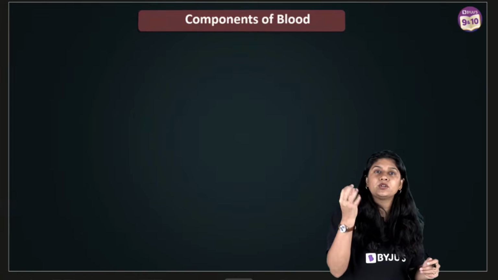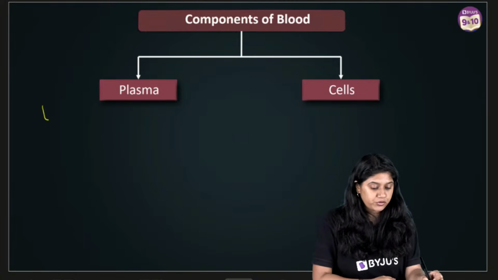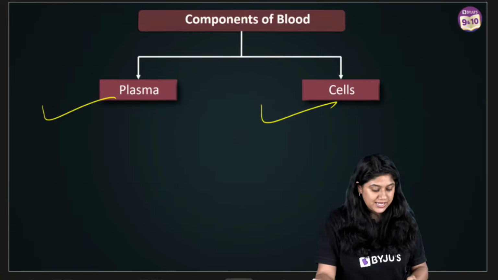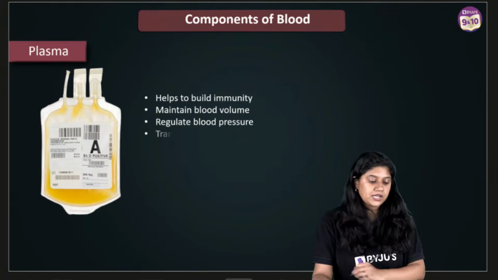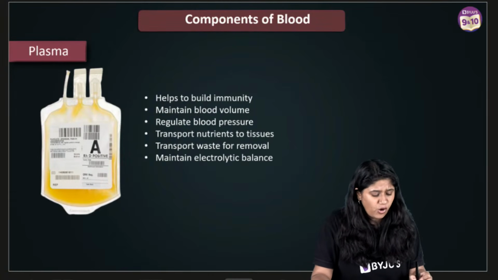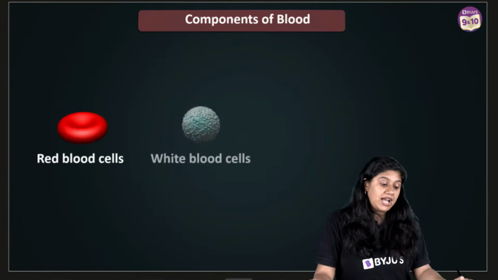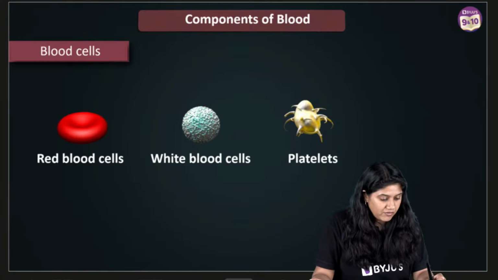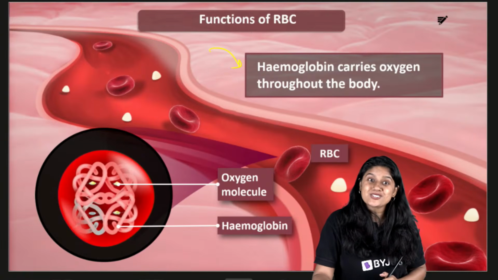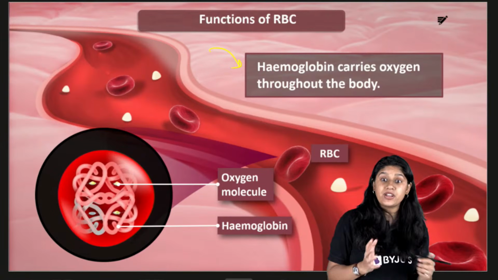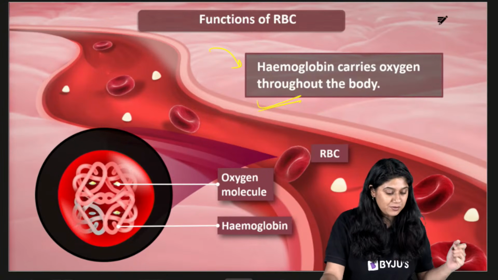Let's go into a little bit more detail. When we talk about the components of blood, we have plasma, which is the fluid part, and then we have the cellular part. In cells, of course, we have WBCs, platelets and RBCs. Plasma helps in building up immunity, carries nutrients, and regulates the blood pressure. On the other side, we have the blood cells. We have RBCs, which have hemoglobin and carry oxygen. This is very important, everyone. I'm sure you are aware of it, and if not, now you are becoming aware of the role of RBCs. RBCs are red blood cells.